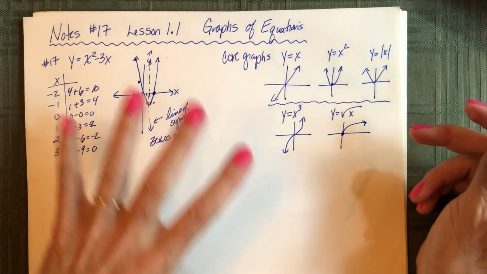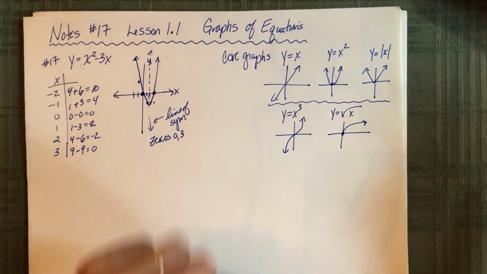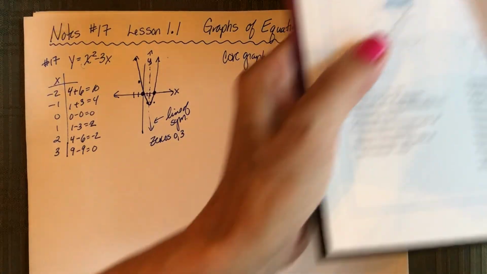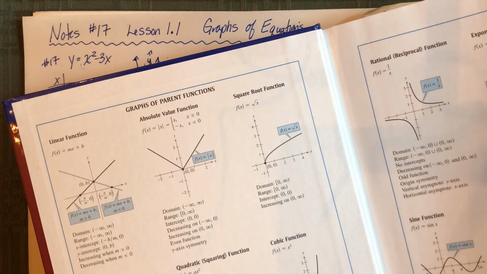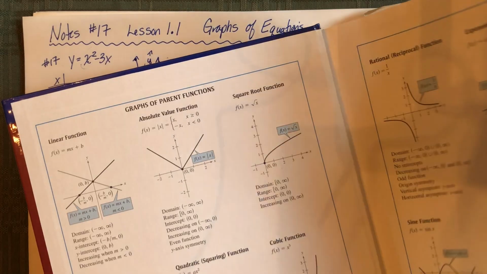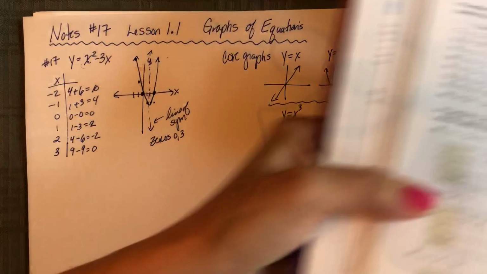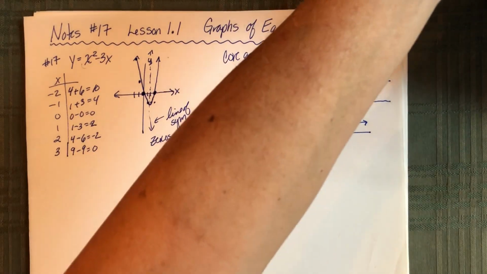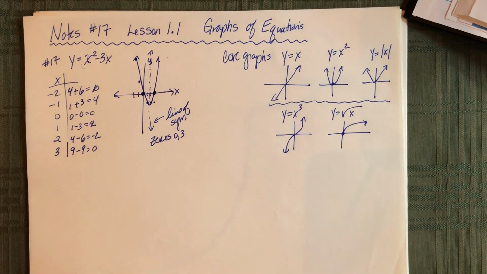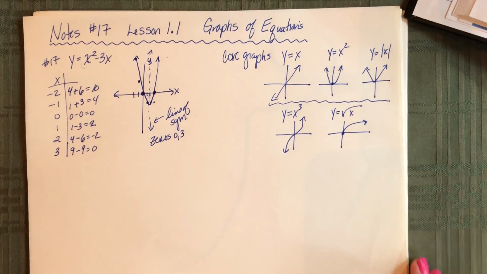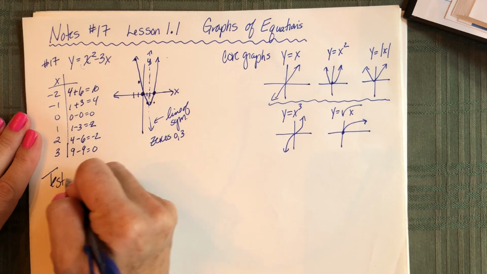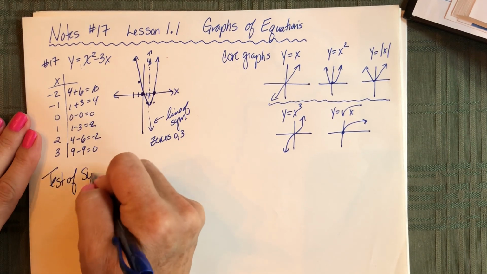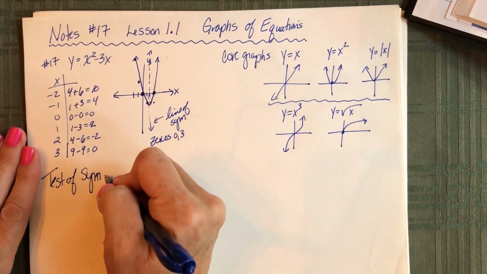That's a fun one. So you should start to get real familiar with your core graphs. If you're not sure of them, there's some nice inside cover of your textbook. They have all the core graphs that you can look at, so you can study them late at night when you're just trying to get to sleep and you stare at your core graphs. It'll help you. I want to talk about the test for symmetry. Okay, test for symmetry, with an M.